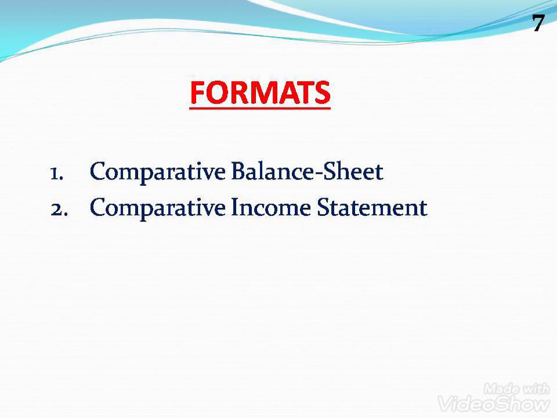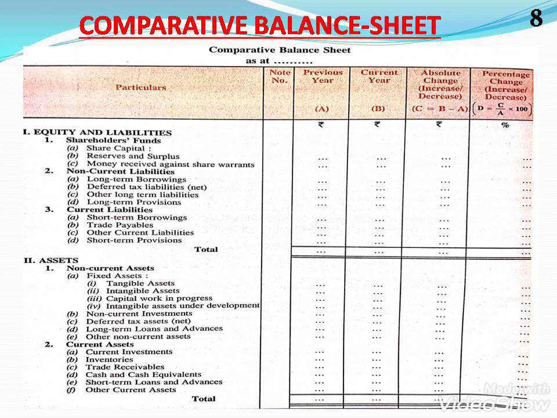Now, we will discuss formats of comparative balance sheet and comparative income statement. Now, the format of comparative balance sheet. Earlier we had discussed the format of balance sheet of a company. We had discussed that the balance sheet of a company is divided into two sections: Section 1 equity and liabilities and section 2 assets. There are certain major heads and subheads under both the sections.